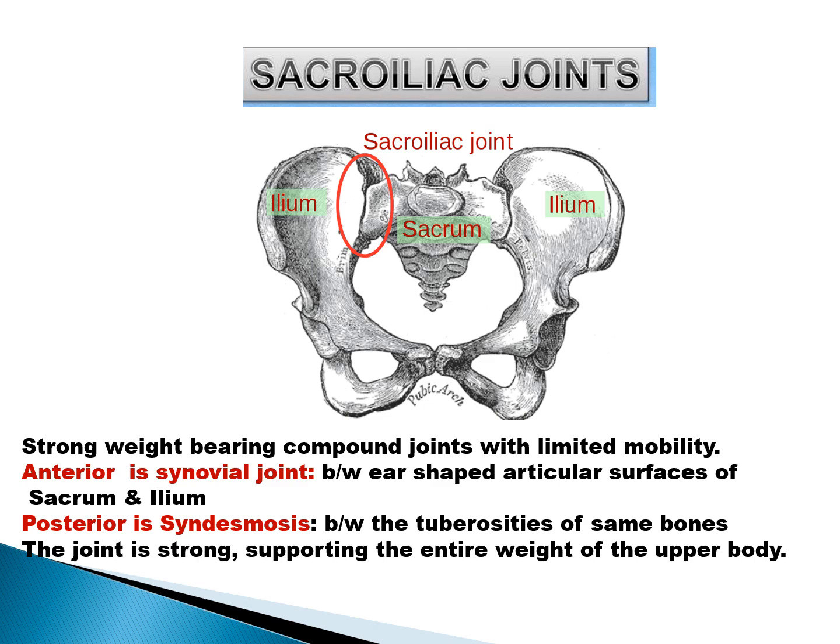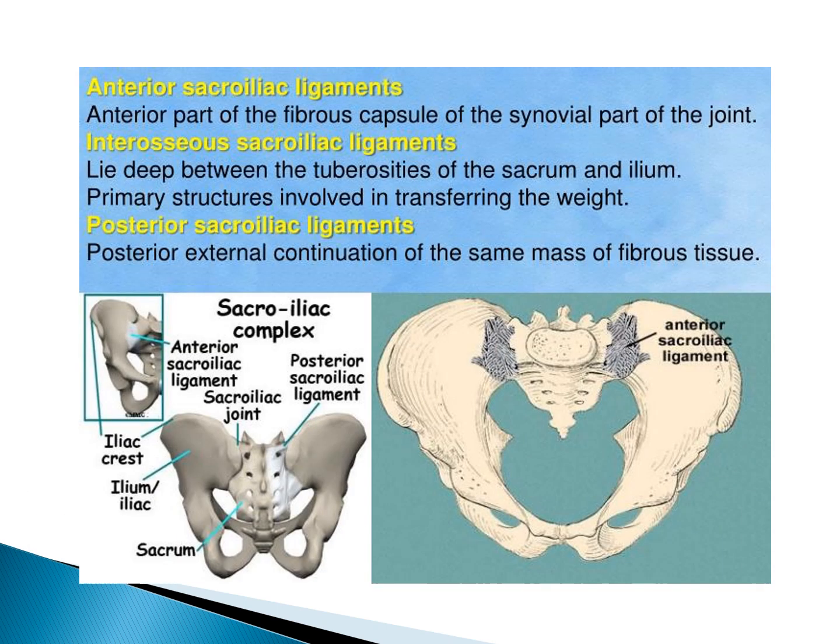The joint is strong and supports the entire weight of the upper part of the body. The important ligaments related to the sacroiliac joints are, anteriorly, the anterior sacroiliac ligaments, posteriorly, the posterior sacroiliac ligaments, and in between the bones we have the strong interosseous sacroiliac ligaments.